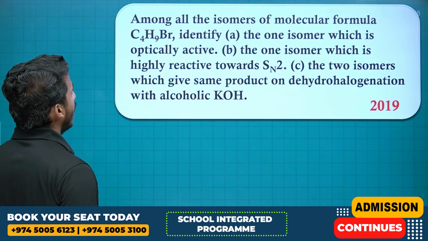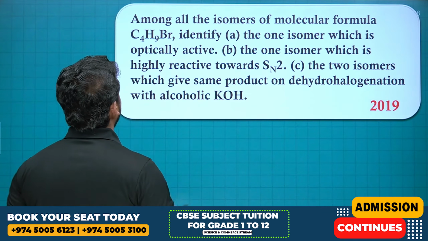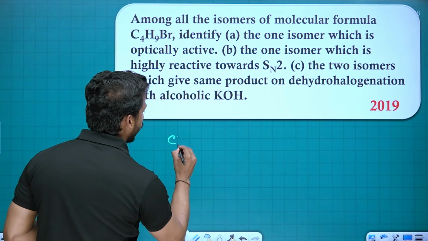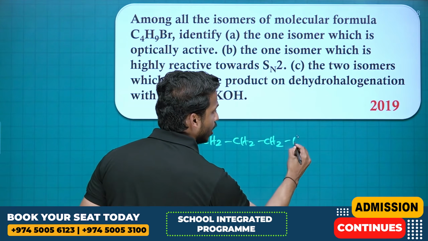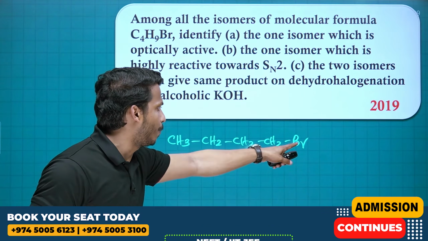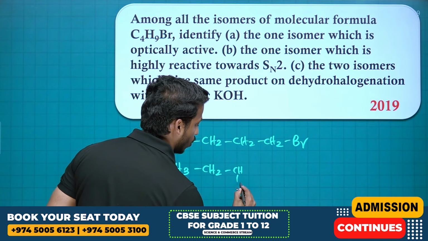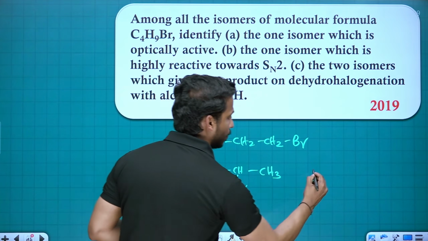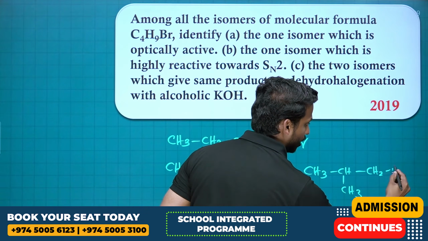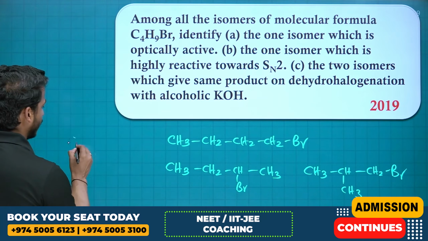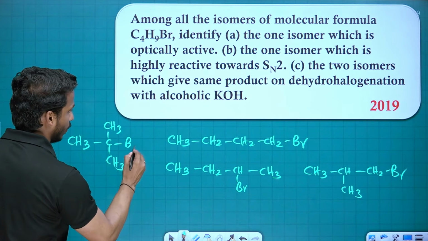Careful about this question. Among all the isomers of molecular formula C4H9Br, let me draw all the structures first. The possible structures are CH3CH2CH2CH2Br. This is one structure. Let me put the bromine on the second position, this is 2-bromobutane. Now let me take one alkyl group as a branch. This is another possible one. And one more is possible, a tertiary one: we can write tert-butyl bromide also.